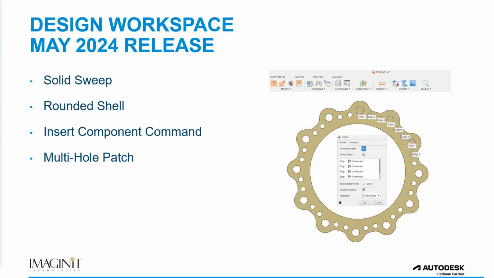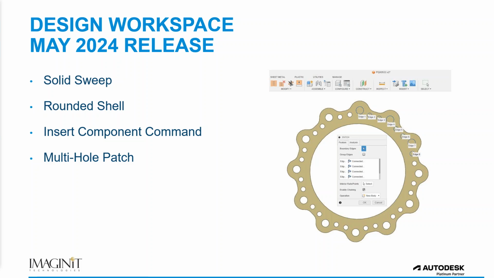All right, so in the design workspace, we've got four things to talk about here. First one being solid sweep. I mentioned this one before. This is where we take a solid body and sweep it along a path. This functionality has been in Inventor for a few years now, but this is the first time it's been in Fusion. I use this frequently in my generative design work, and we'll actually look at an example of how that comes into play momentarily. The rounded shell that I mentioned earlier.